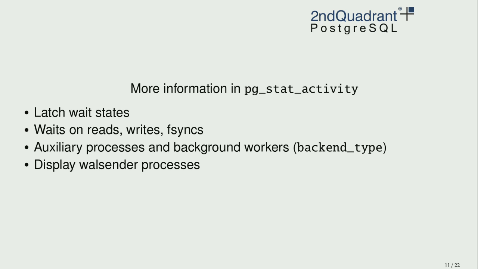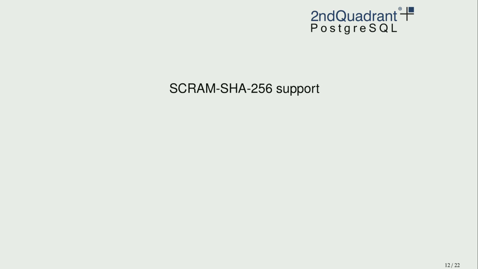And along the same lines, for folks using physical replication, or basically any type of replication that's making use of the WAL sender, you'll be able to see what the WAL sender is doing in that pg_stat_activity table now. Oh yeah, so this is my misplaced slide. SCRAM SHA-256 support instead of MD5 sums.